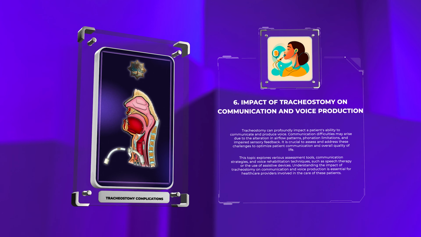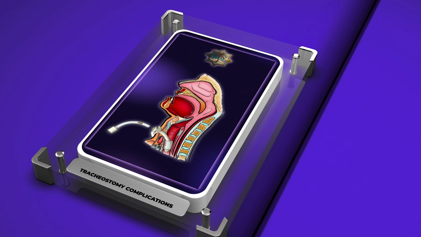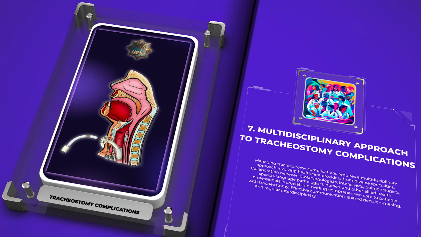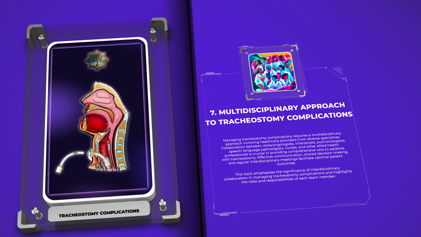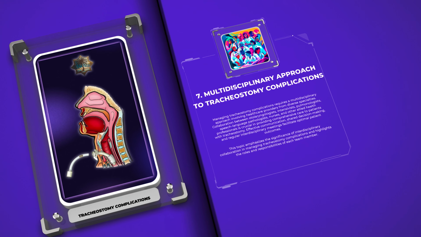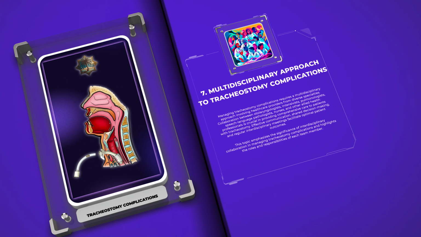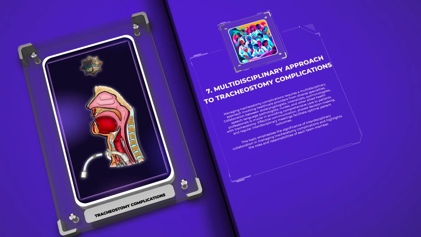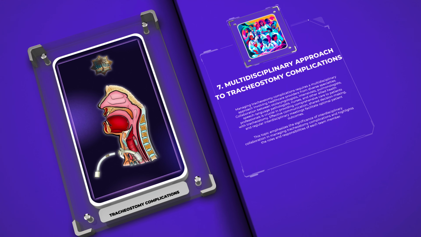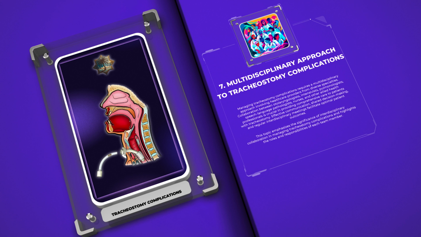Managing tracheostomy complications requires a multidisciplinary approach involving healthcare providers from diverse specialties. Collaboration between otolaryngologists, intensivists, pulmonologists, speech-language pathologists, nurses, and other allied health professionals is crucial in providing comprehensive care to patients with tracheostomy. Effective communication, shared decision-making, and regular interdisciplinary meetings facilitate optimal patient outcomes. This topic emphasizes the significance of interdisciplinary collaboration in managing tracheostomy complications and highlights the roles and responsibilities of each team member.